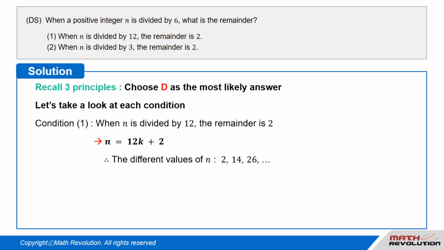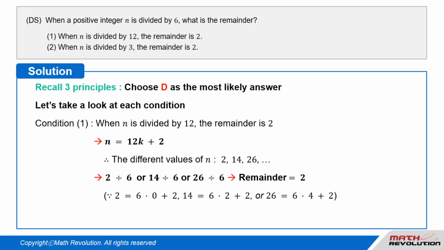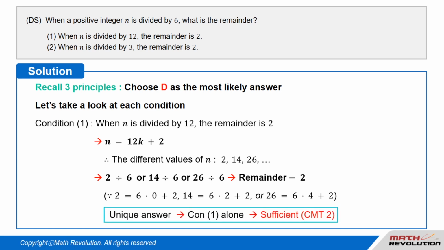Condition 1 tells us that when n is divided by 12, the remainder is 2. Thus n equals 12 times k plus 2, and therefore, the different values of n are 2, 14, 26, etc. In each case, the remainder will be 2 when 2 or 14 or 26 are divided by 6, as 2 equals 6 times 0 plus 2, 14 equals 6 times 2 plus 2, or 26 equals 6 times 4 plus 2. Thus, this condition has a unique answer and is sufficient by CMT2, which states that the number of answers must be 1.